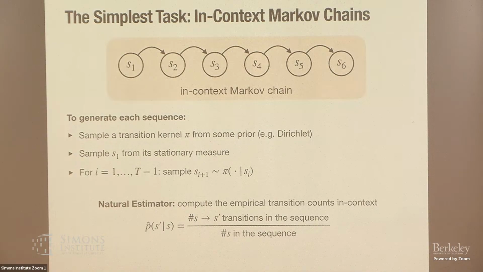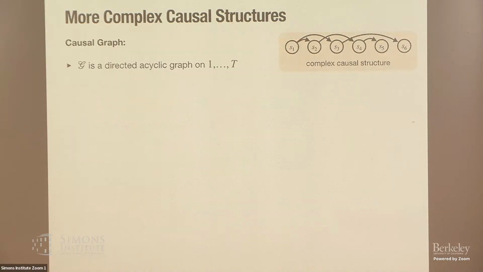So if I gave you a sequence from this data generating mechanism, a very natural estimator, and probably what most of you would do, is this simple counting estimator. It's also the maximum likelihood. You just look at the number of transitions from S to S prime and normalize it and return that as the empirical transition. If you had a more general causal structure, there's also a very natural estimator.